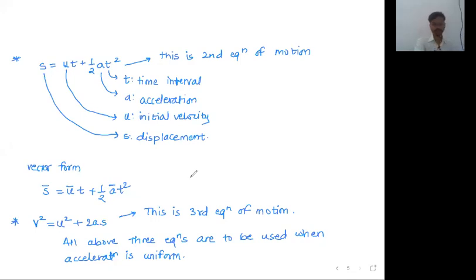Up to this, is that clear? Everyone reply to me. CW, clear and written. Three equations of motion. Check kara. Everyone, write it and reply. Good.